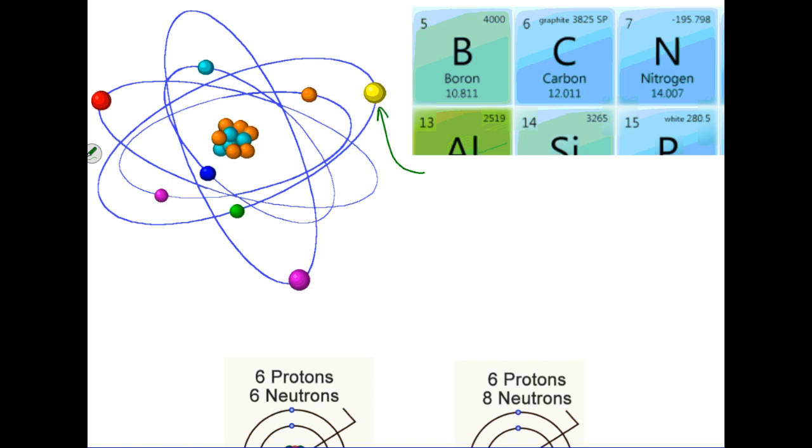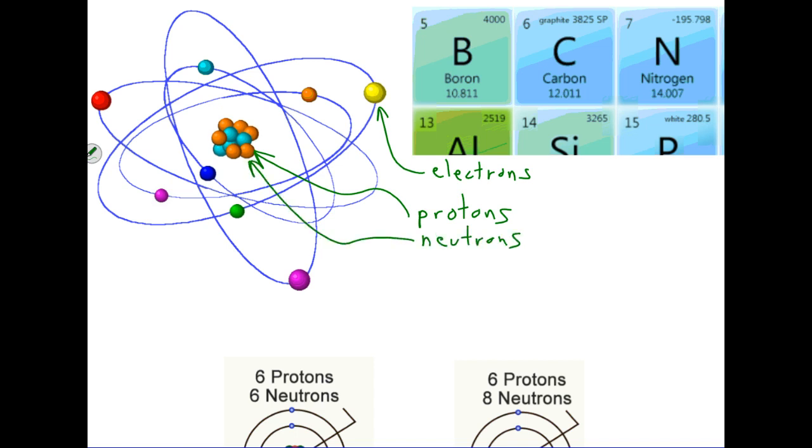The electrons are the ones that zip around the outside. We've got the protons and the neutrons on the inside, or the nucleus, of the atom. Carbon, you'll notice on the periodic table, says it's 12.011. And what that is, it's the mass, or the number of protons and neutrons inside the nucleus.